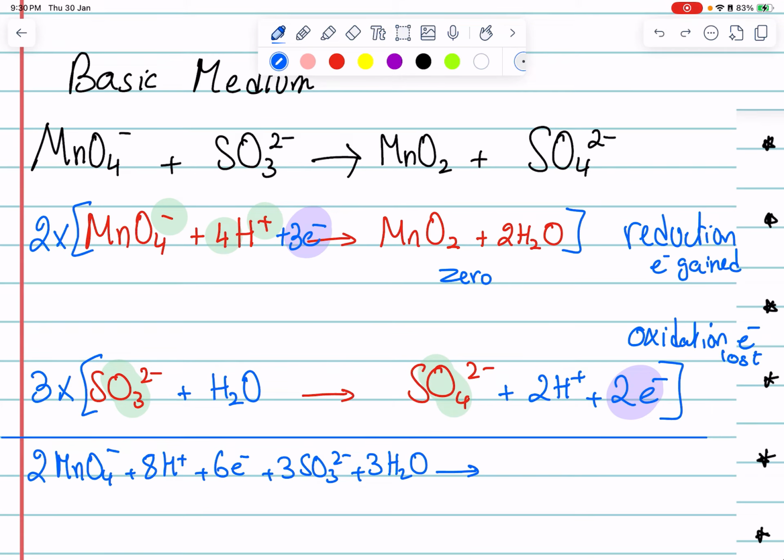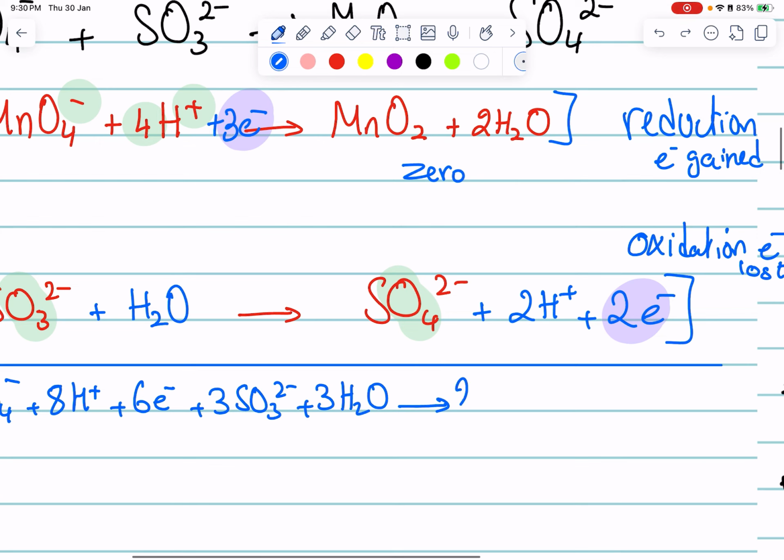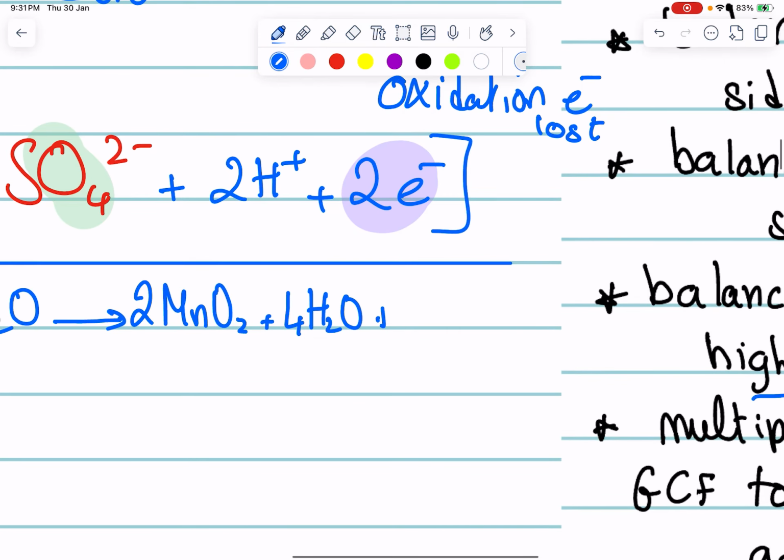So I'm gonna write that down. 2MnO2, 4H2O, 3SO4 2 minus, 6H plus, and 6 electrons.